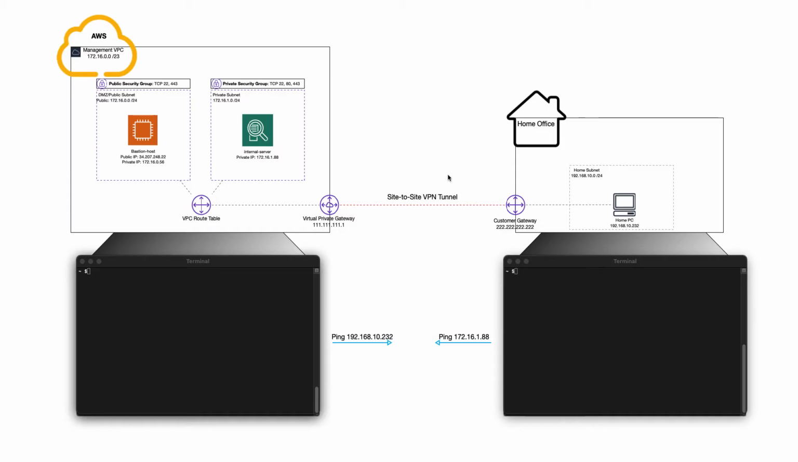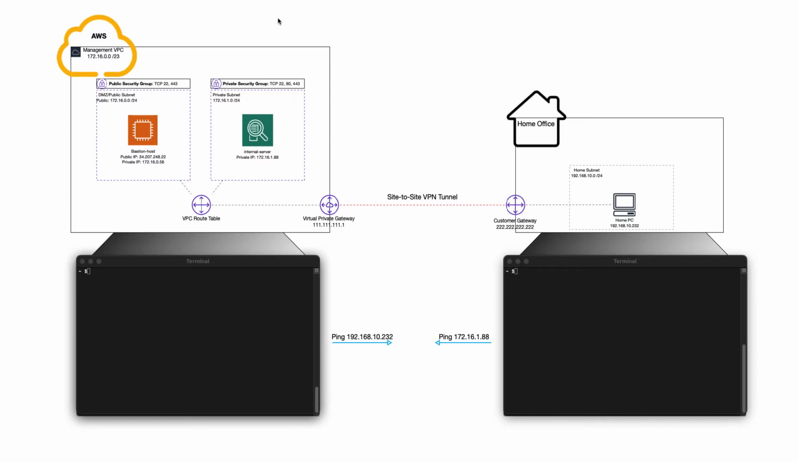Let's take a few moments and review the architecture that I put together for this demo. On the right-hand side, you have my home office. For this demo, you have the home subnet of 192.168.10.0/24. Within that subnet, you have my PC with an address of 192.168.10.232. This customer gateway we will cover in the VPN configuration portion within the AWS Management Console. But for clarity, this is my UniFi Dream Machine Pro firewall.